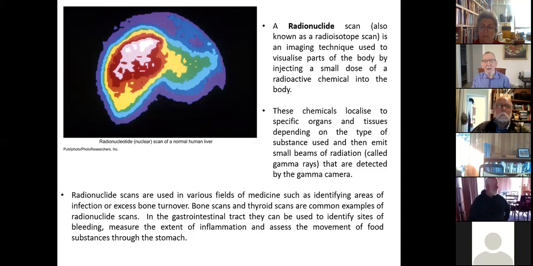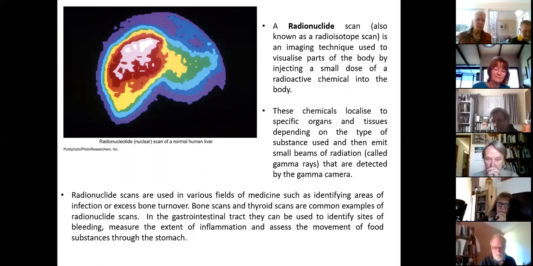These kind of scans are also used for thyroids and issues in the gastrointestinal tract as well. So quite useful, but again, they can only measure extent of inflammation by assessing movement of blood flow and food flow in the gastrointestinal tract. So a little bit limited in real terms, but interesting nonetheless.